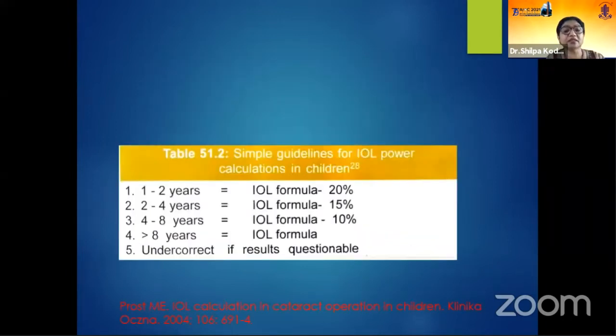The other method is that you use a percentage formula. That is, 1 to 2 years, the IOL formula minus 20%, 2 to 4 years, formula minus 15%. And this is how you keep on reducing the percentage as the age advances.